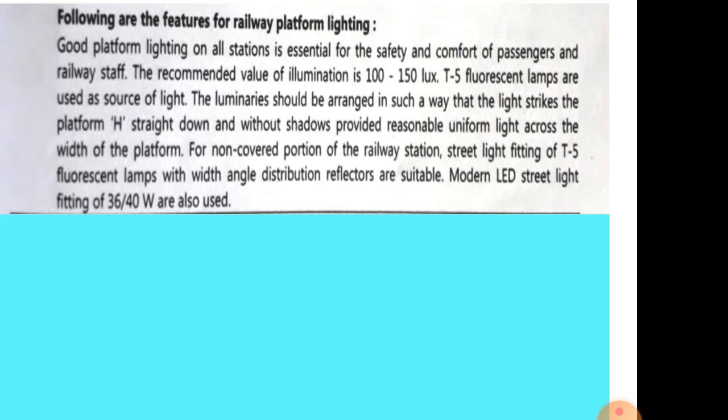The luminaires should be arranged in such a way that the light strikes the platform straight down and without shadows, providing reasonably uniform light across the width of the platform for the non-covered portion of the railway station. Street light fittings of T5 fluorescent lamps with wide angle distribution reflectors are suitable. Modern LED street light fittings of 36 or 40 watt are also used.